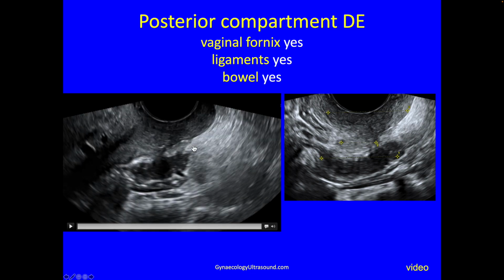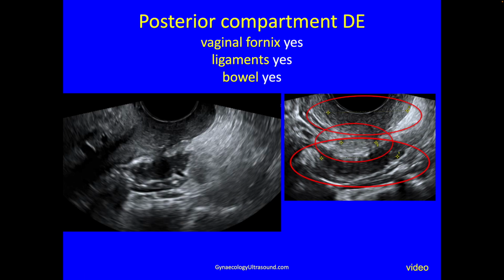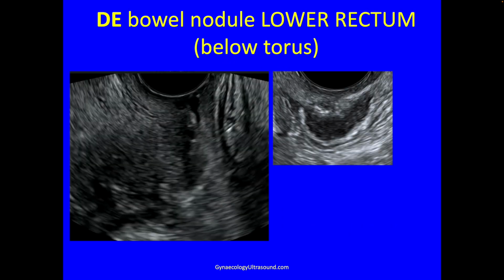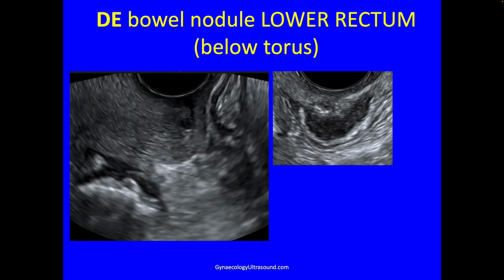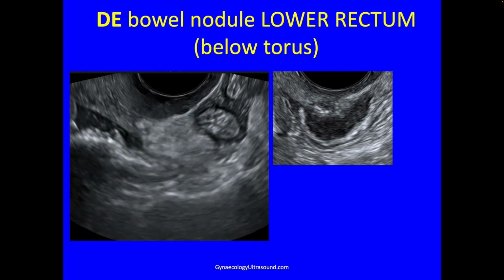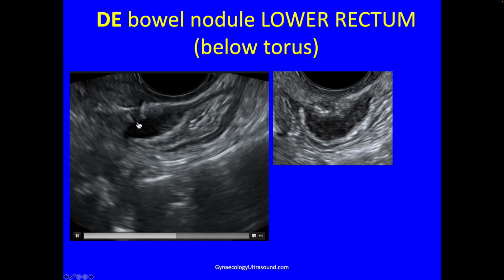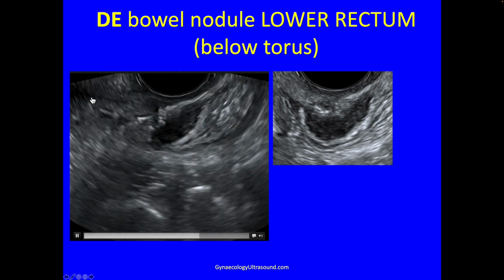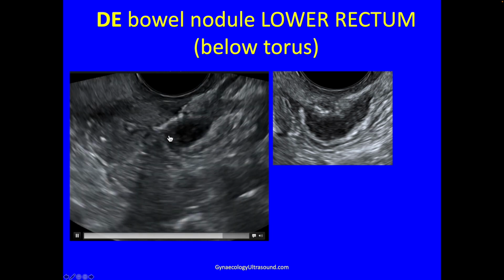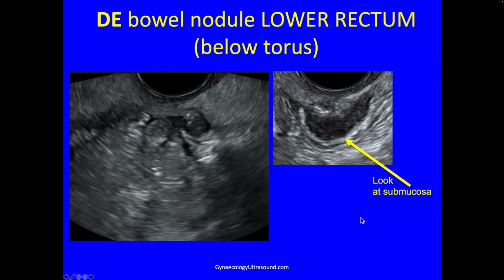This is some more deep endometriosis. So in this example, you've got vaginal, ligaments and bowel all affected. So that would be a rectovaginal nodule. Then you can say where in the bowel is this nodule. So this one is in the lower rectum. We're below the level of the torus. You can track muscularis there, and almost immediately there's this nodule. We're nowhere near the internal os. So this is lower rectum, and you can see it, of course, again there.